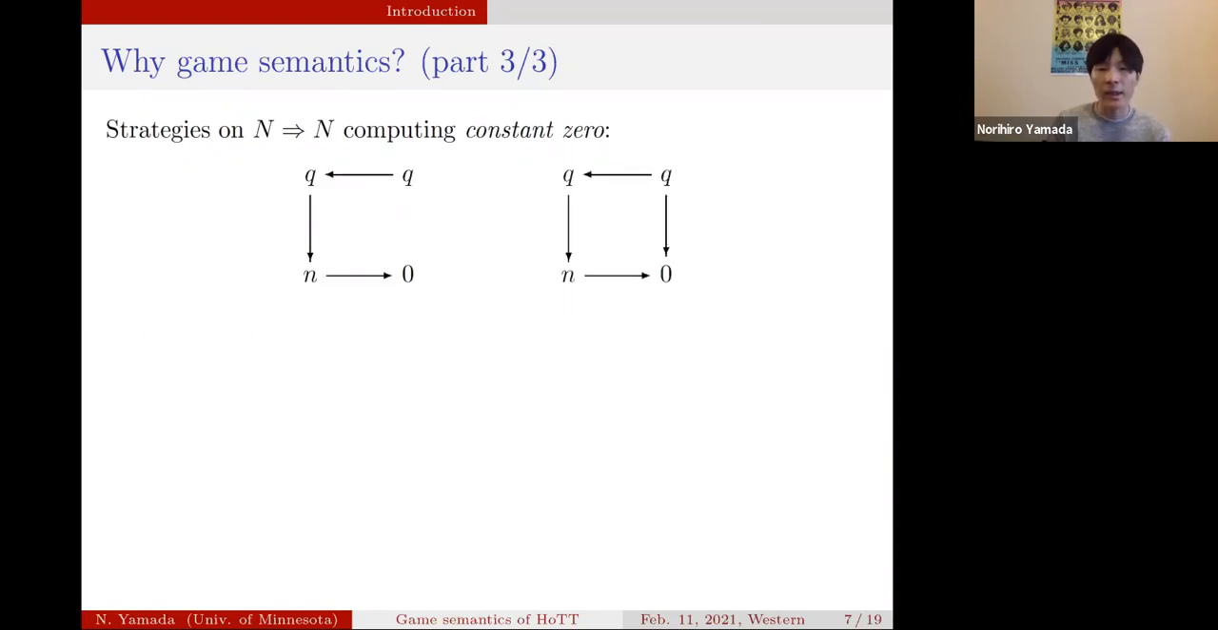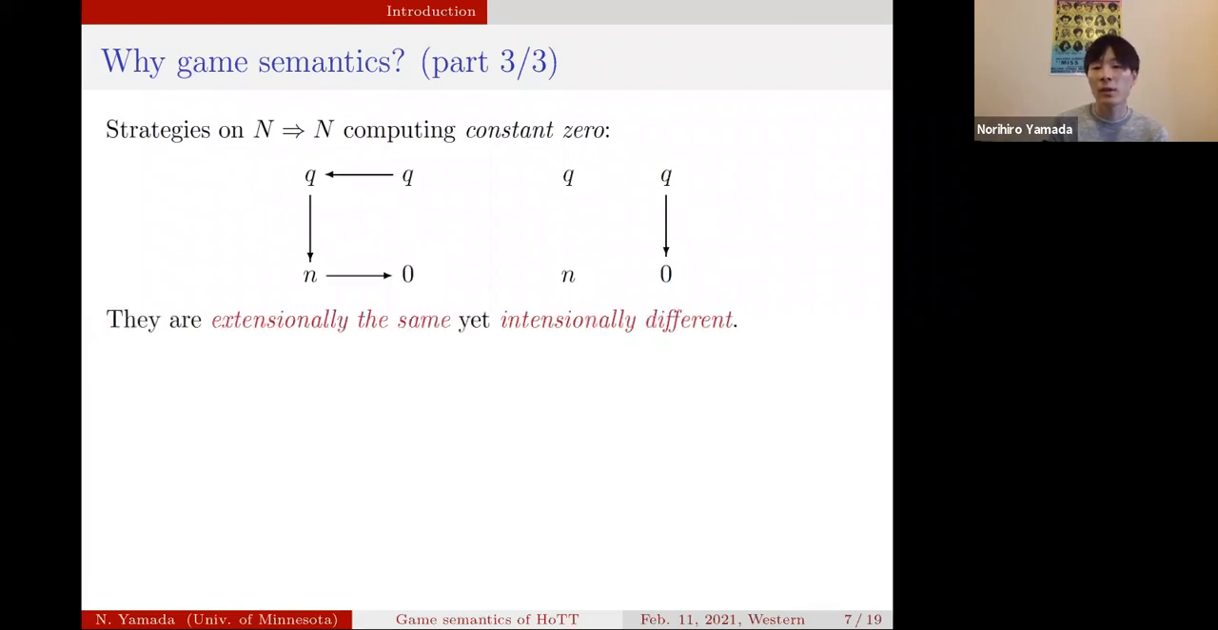And another is what I described in a previous slide. It immediately outputs 0 without asking for any input in the domain. So both are extensionally the same function, namely constant 0, but they are intensionally, or from the view of strategy, different. So this illustrates the point that the category of games is not well pointed. This is a typical kind of intensional nature of game semantics.